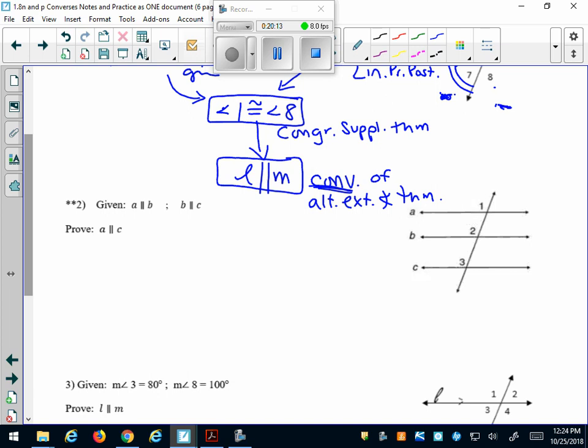All right, so let's see about the second proof here. They're giving us two pairs of parallel lines, and they want us to prove the third pair is parallel. So this first one says A is parallel to B, so they are giving us that. And then they're telling us that B is parallel to C. So we're trying to prove that A is parallel to C. It might seem obvious to you that A is parallel to C, but we're going to actually prove this officially.